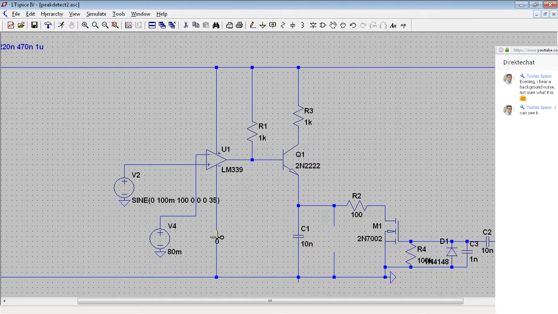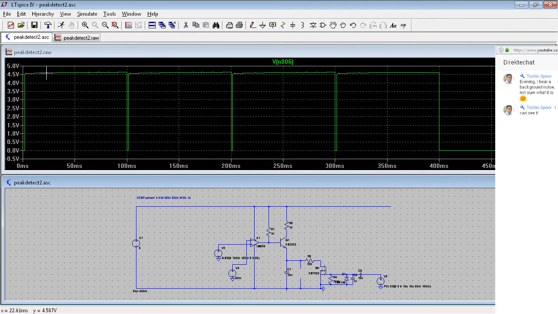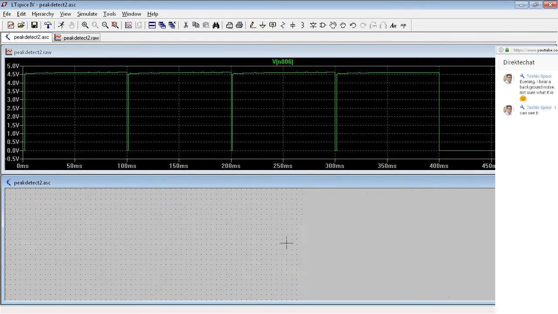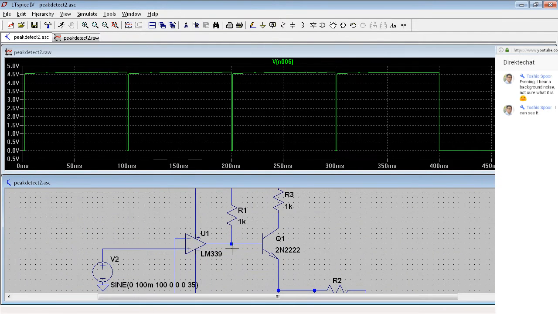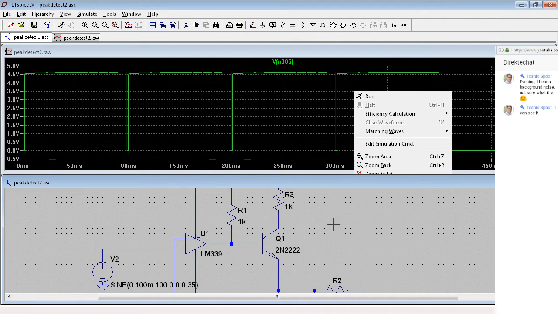So now we are only looking for peaks, and whenever there's a peak, we charge this point up. And how much do we charge it? We charge it almost up to 5 volts. There's a problem though, because of this diode in the bipolar. So it doesn't stay up at 5, but at a diode drop. Anyway, that's not a big problem.